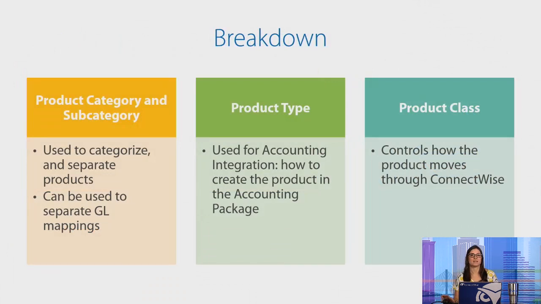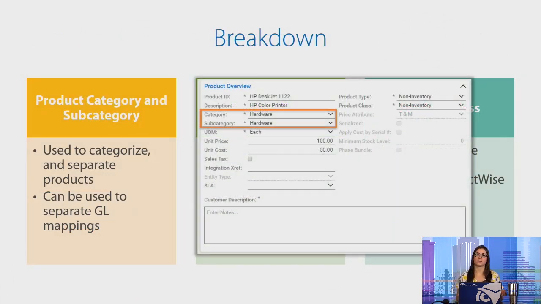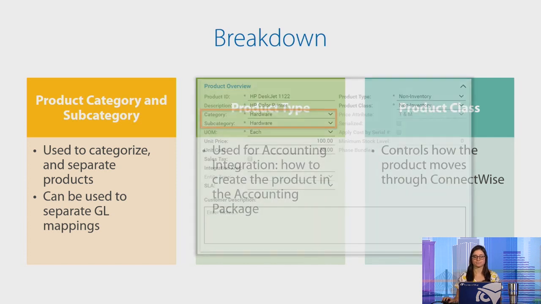Now, for a quick breakdown, there are a couple really important fields on products that I wanted to cover. The category and subcategory are really used to separate those products, either for our accounting package purposes or for reporting or just general information. They give us an idea of what this product is. Is it hardware? Is it software? Is it a set of cables? Is it a workstation, etc.?